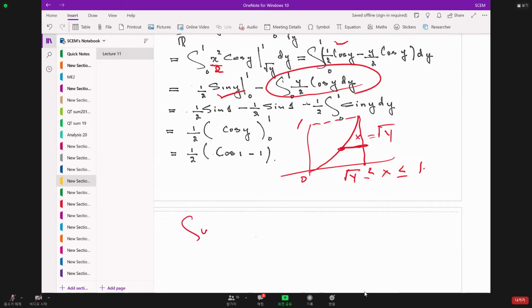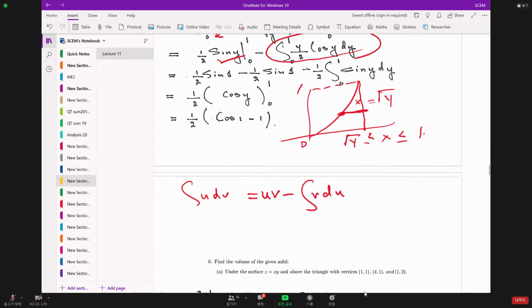I'm going to show you how you do it. Suppose you have u dv, all right? To integrate this by parts, this is the formula. You integrate dv, you get v, so u v, minus, now differentiate u and multiply it by v. We'll do a simple example, okay? Now that's the general form of integration by parts.